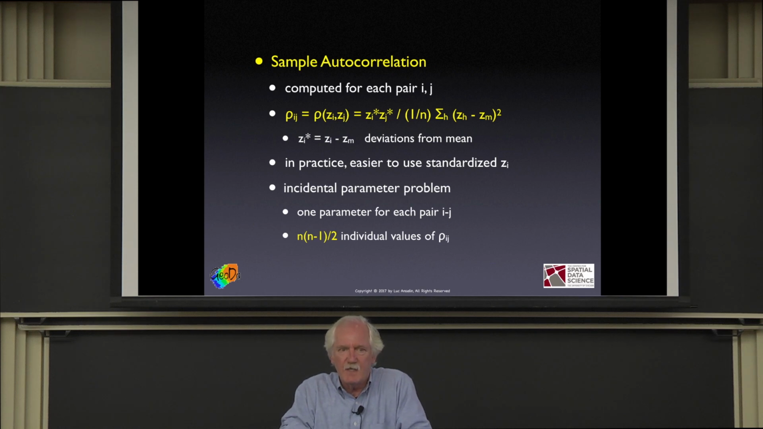But that doesn't get us very far. It's the same incidental parameter problem that I talked about the other day. So we can't really have a different parameter for each possible pair. So we have to organize this somehow. And one way we can organize it is to make this covariance, spatial covariance, or correlation, depending on whether the variables have been standardized, a function of distance.